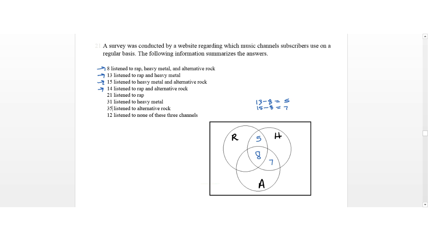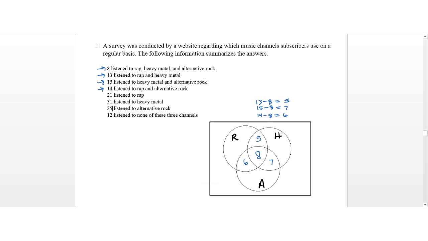The next line, we're told that 14 listen to rap and alternative rock. So the intersection between rap and alternative rock is here. And 14 listen to rap and alternative rock. So we'll still have to subtract out the 8 that's already listed. And that leaves us with 6.